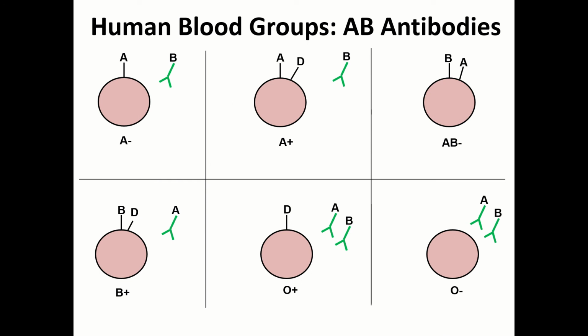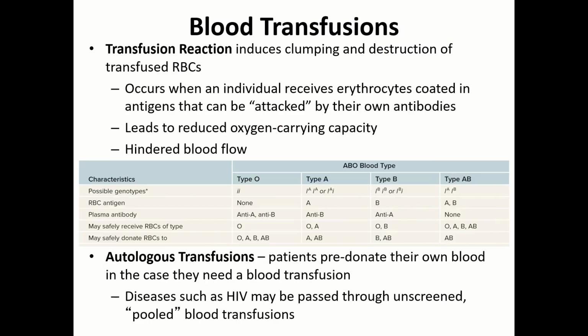And so that's the second step in knowing how to work with human blood groups, is knowing how to classify which antibodies you would find in that person's serum.